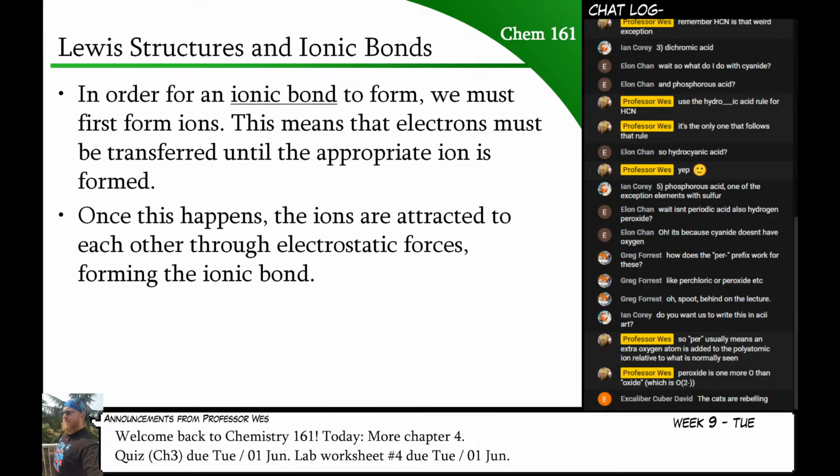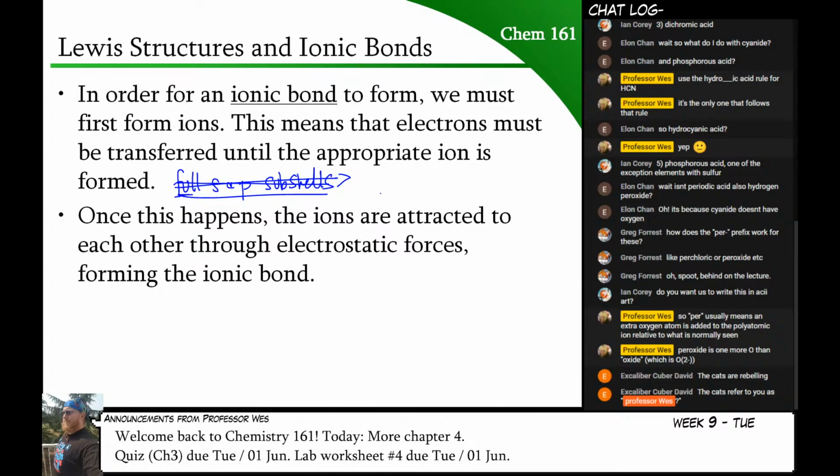All right, so we already know how ionic bonds form. Ionic bonds form by making ions, and we're going to transfer electrons around until we have full s and p subshells. We'll add that here. We said this at the end of chapter 3. But now we're going to simplify that and say 8 valence electrons are what are needed.